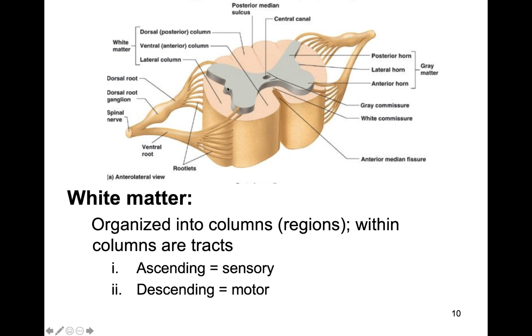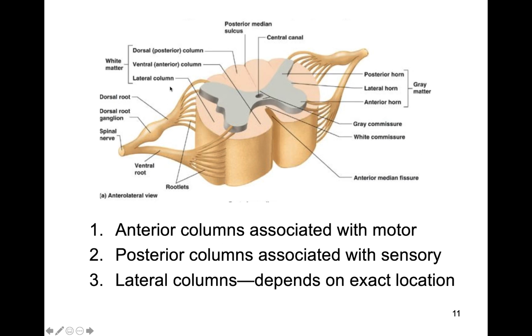White matter is going to be divided into these columns, and these columns are going to be responsible for different types of information. So we have dorsal or posterior column, that's going to be on the posterior side. Ventral, it's going to be on the ventral side, and then the lateral on the lateral side. So for the gray matter, we had the horns: posterior horn, lateral horn, anterior horn. For the white matter, we have columns: posterior column, ventral column, and then the lateral column.